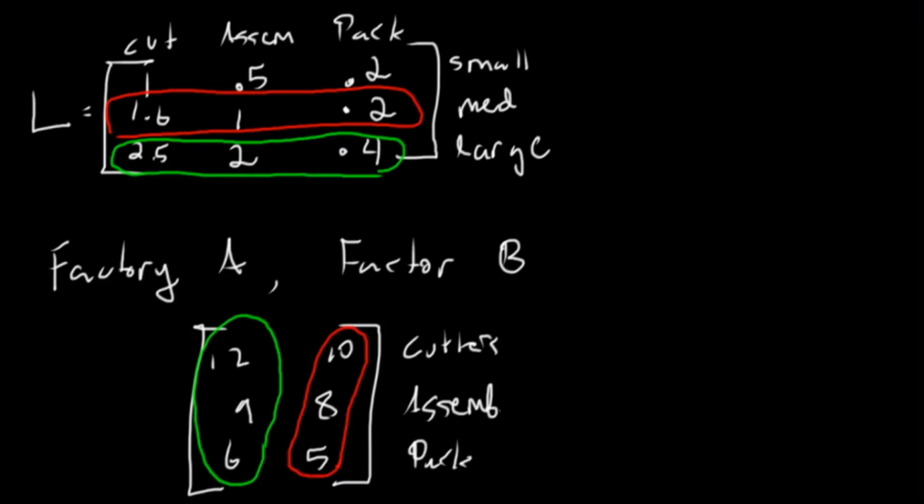What happens if I just do this with every single row and every single column? So if I take every single row and every single column, and I do this process, 1 times 12, 0.5 times 9, 0.2 times 6, and so on and so forth. Let's see what that looks like. So let me jump over here. We have 1, we have 0.5, we have 0.2, we have 1.6, we have 1, we have 0.2, and we have 2.5, we have 2, and we have 0.4.